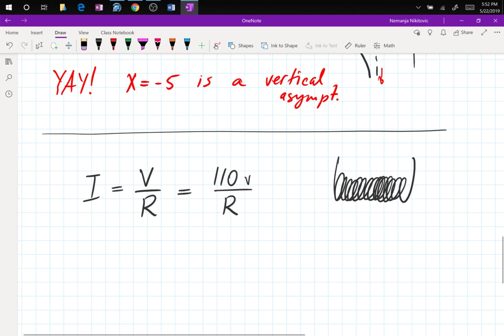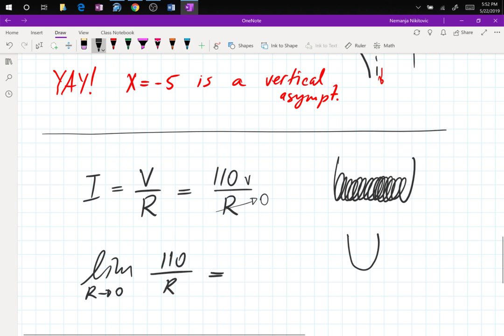So now, if you replace this high resistance wire with a simple loop, which is very short, and you plug it in, then you are saying that this resistance is going to zero. Now, we just saw in a previous example that if your denominator goes to zero, the answer to the limit is going to go to infinity. So if I say the limit of resistance going to zero of 110 divided by R, the answer would be infinity on this side. And that's the current.